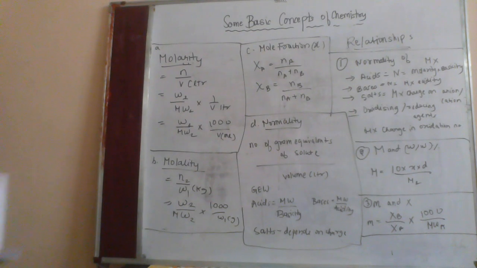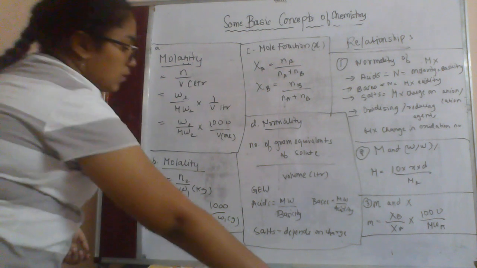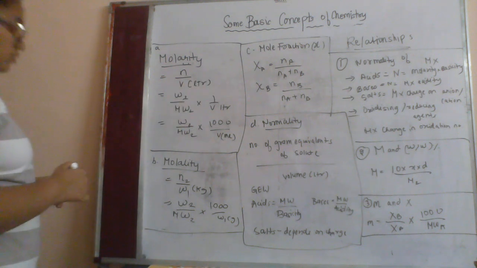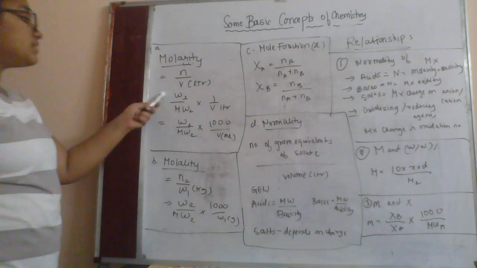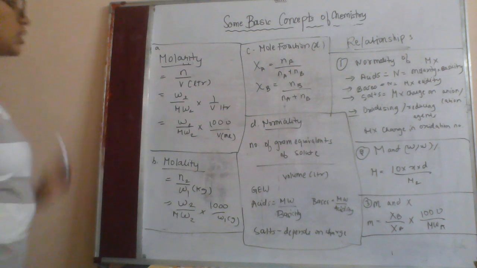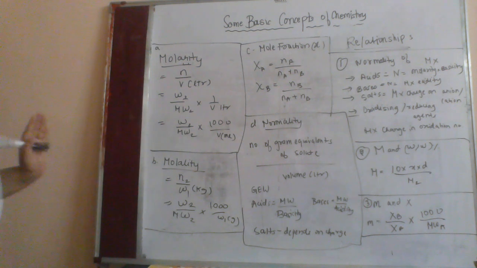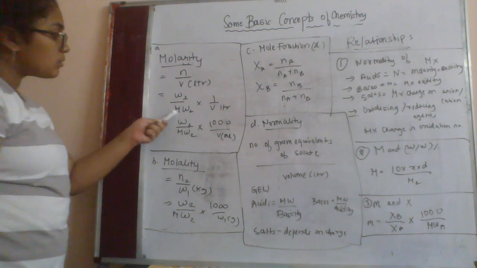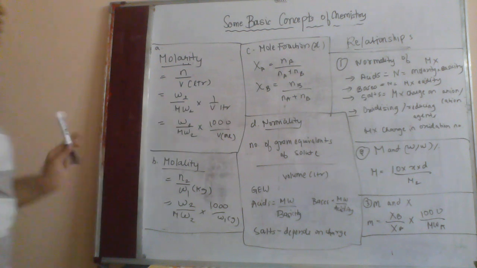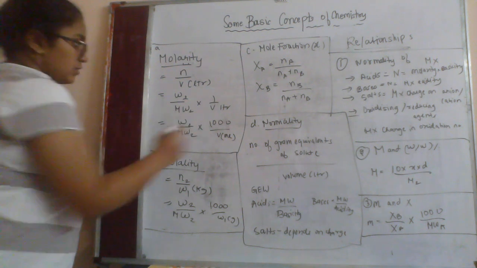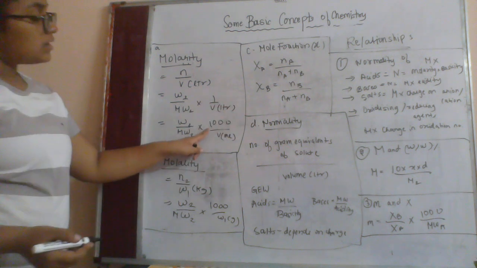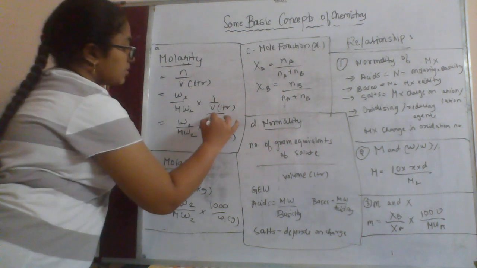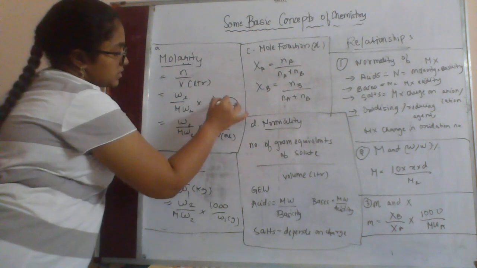Now we come to the second last topic of our chapter, that is concentration terms. First is molarity. It is the number of moles divided by volume in liters. We can further change the equation: number of moles, as we know, is given weight by molecular weight. Now what is W2? The 2 and B both represent solute. So it is the given weight of solute divided by molecular weight of solute into the whole volume of the solution in liters. If I want it in milliliters, I will just divide by 1000, which means this 1000 will go up.